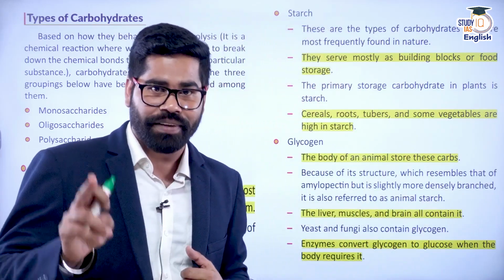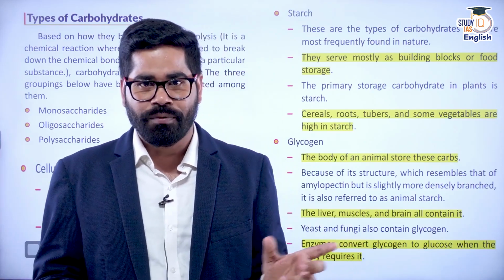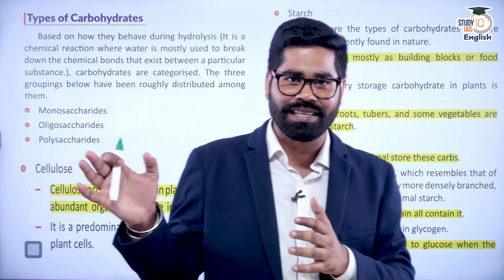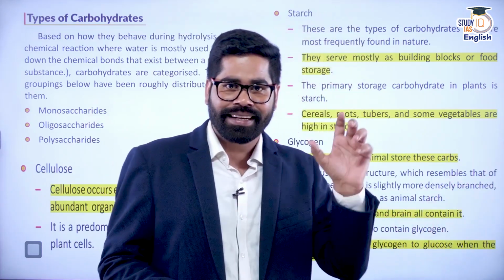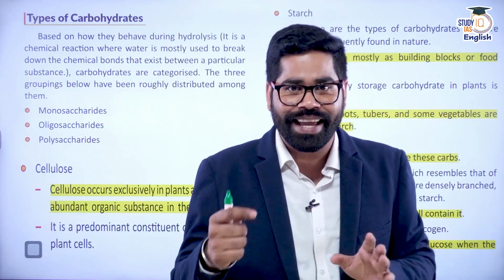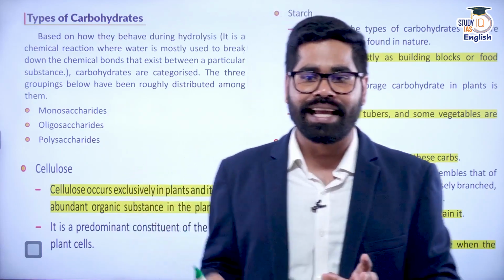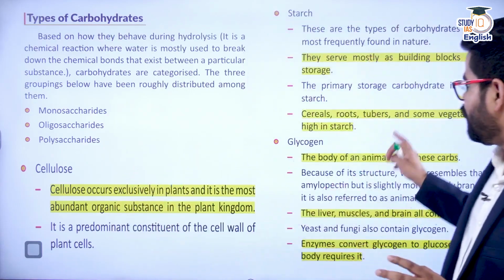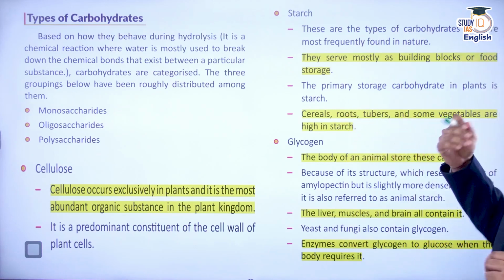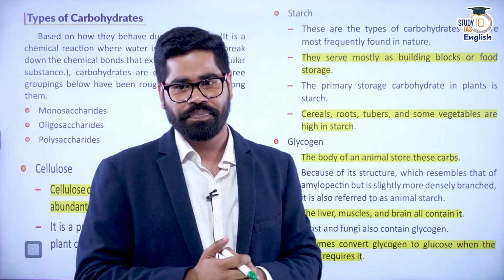Whereas in case of animals, the food is stored in form of glycogen. When we were discussing the classification of the plant cell and the animal cell, we have seen there that the food in the plant cell is stored in the form of starch, whereas in the case of the animal cell, it is stored in form of glycogen. Now, if we talk about this starch, you can see that the cereals, roots, tubers, and vegetables are quite rich in starch.